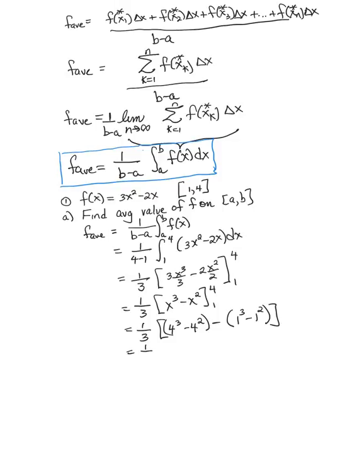And we compute, and we get 1/3 of, well, wait a minute, 4 cubed is 64 minus 16. And this one just gives us 1 minus 1, which is just a 0. So our answer should come out to be 16. And that's the average value of the function. This is a y value.